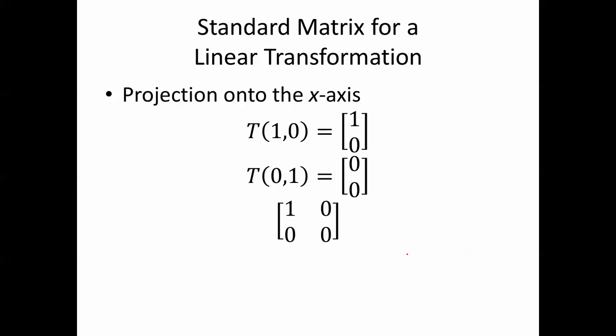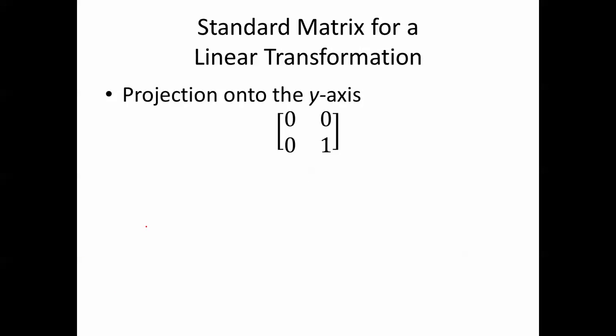Projection onto the x-axis. Here's what that looks like. If you start off with the point (1, 0), that just stays (1, 0). But when you project things onto the x-axis, that means everything gets squished onto the x-axis. So what used to be here, for example, (0, 1), is now at the origin. So that's at (0, 0). So it looks like [1 0; 0 0] is the standard matrix for that linear transformation.